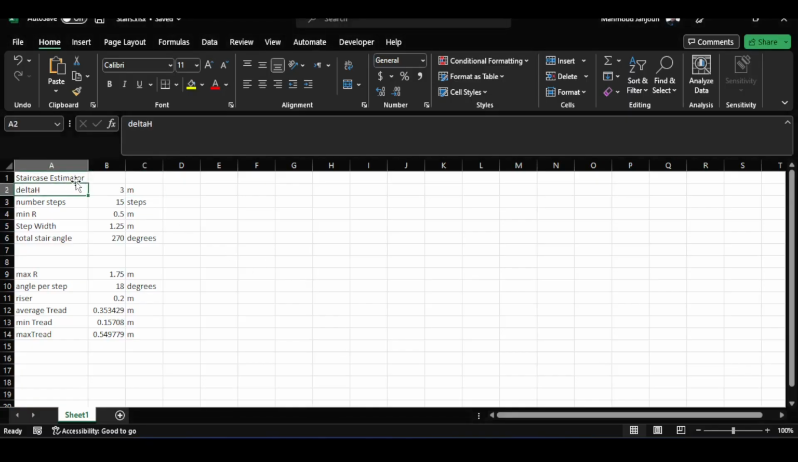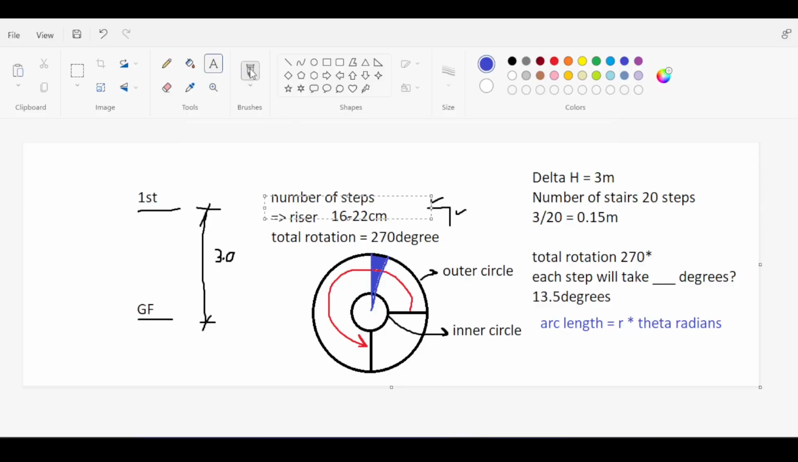Here is a staircase estimator. I put delta H, which is the difference between the two levels, and the number of steps, 15, only as an example. I assume my staircase has a minimum radius of 0.5 meter and a step width of 1.25. By step width I mean the radial distance, which is this distance in green, because usually the step width should be around 1 meter, 1.5 meter.